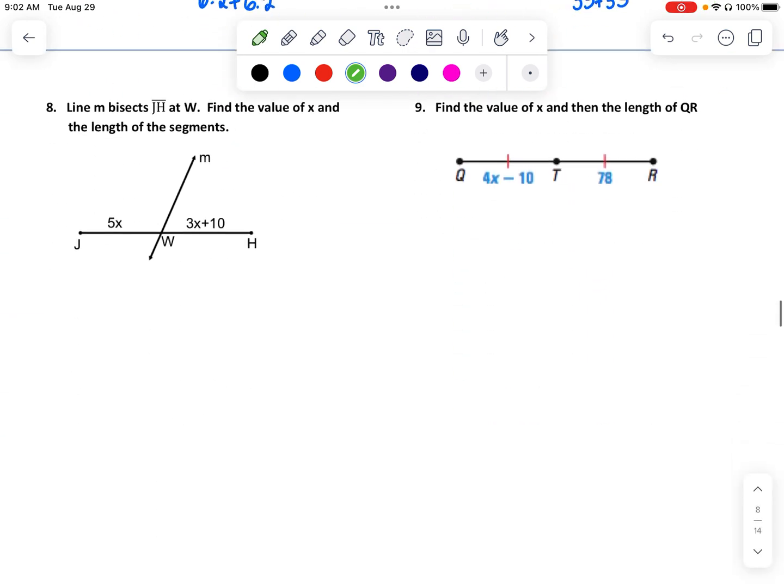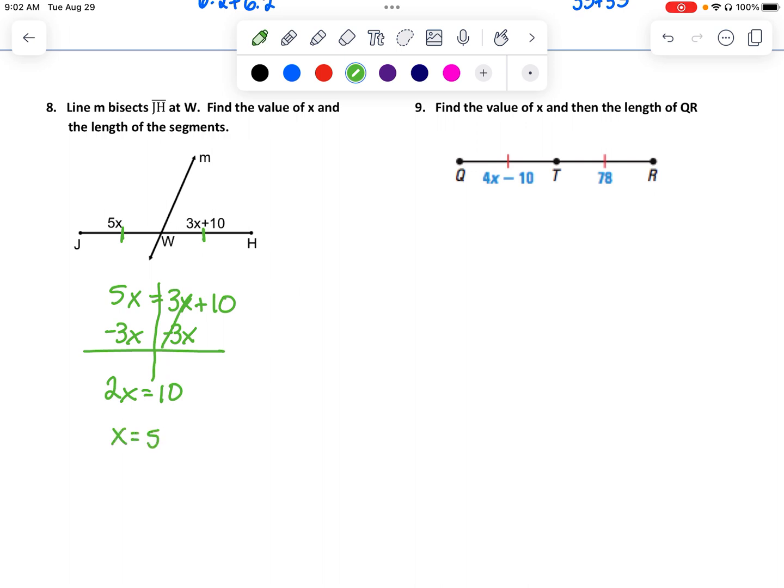All right, just two more. So here we have line M bisects JH. So I know it's cutting into two congruent pieces. Find the value of X and the length of the segments. All right, so we know those are equal. So we can set 5X equal to 3X plus 10 because they're congruent. And then solve for X. So move the X's by adding or subtracting. So 2X equals 10. We divide by 2, X equals 5.